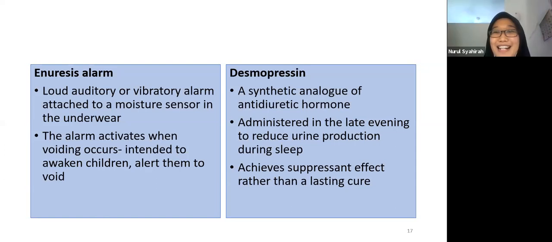So this is actually the last slide. Okay, for the pharmacological therapy just now, desmopressin is a synthetic analog of the antidiuretic hormone. It can be given orally to the child in the evening in order to reduce urine production during sleep. And this kind of therapy only achieves a suppressant effect rather than a lasting cure for the child with enuresis. Okay, next.